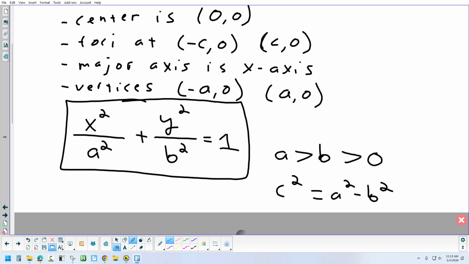So notice C isn't in the formula anywhere. It has an X, a Y, an A, and a B. Well, a lot of times they're going to give you C. Even though you don't need it for the equation, you're going to need it to figure out something that goes in the equation. You're going to need C to figure out A or B.